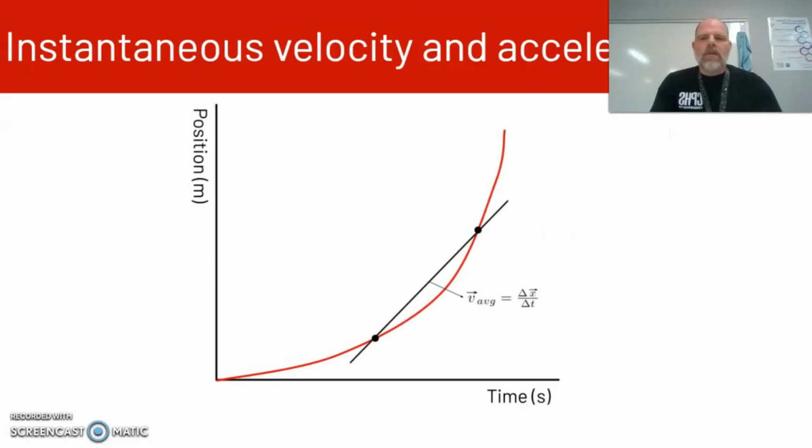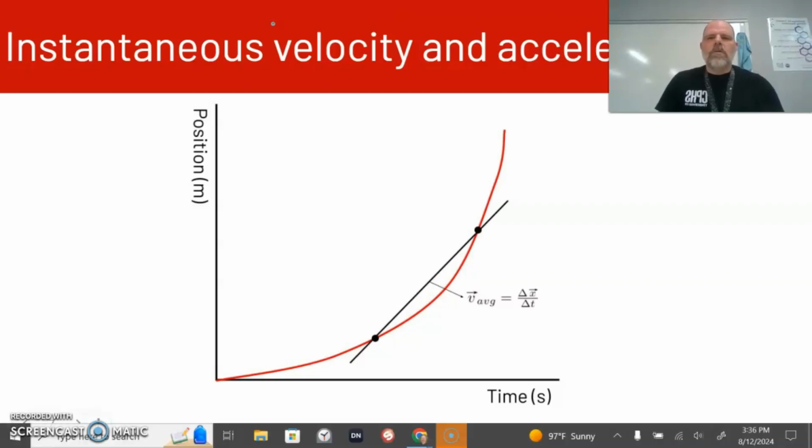So here in this graph, we are calculating the average velocity. This is a position time graph, and here we're looking at a pretty wide measurement of the time. You see here, we've got a time here and a time here. So this is a pretty wide example. Time 1, time 2.